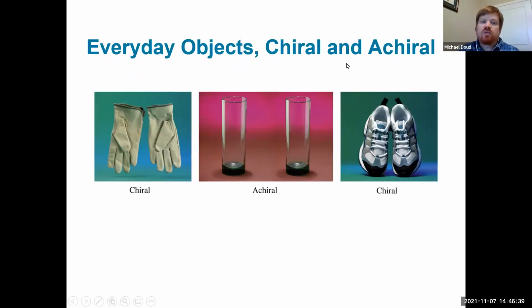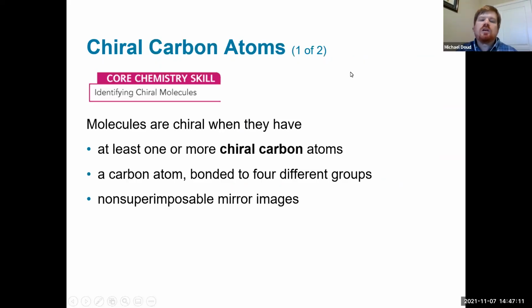Okay, so some examples of chiral and achiral everyday objects. Gloves, just like your hands, are chiral. A glass, which is perfectly round, is achiral. You can directly superimpose that glass over the other glass. It matches up exactly, and you can stack it to make a bigger stack of glasses. Your shoes, having left and right feet, are chiral as well, because you can fit your left foot in the left shoe and the right foot in the right shoe, but you can't flip them.